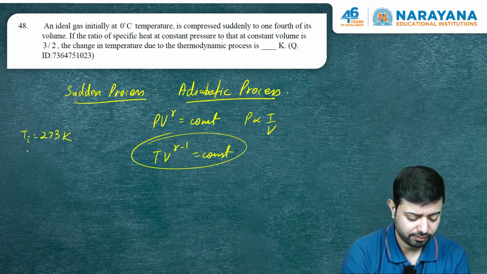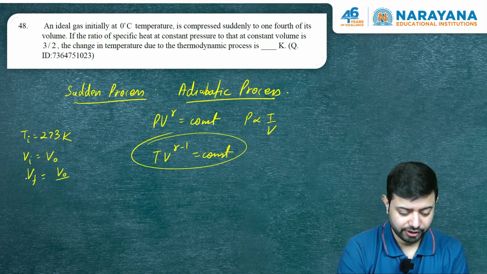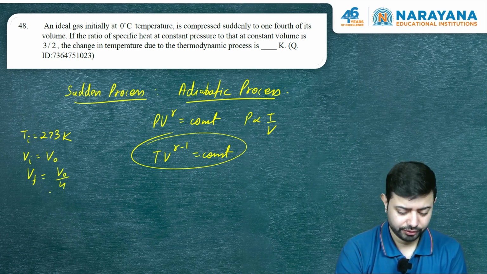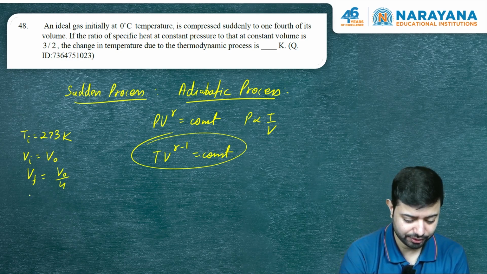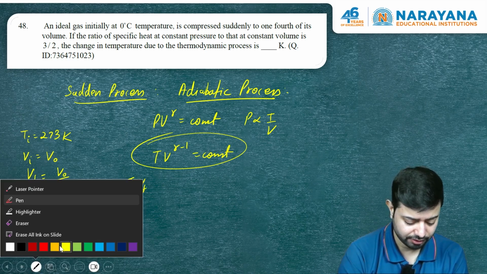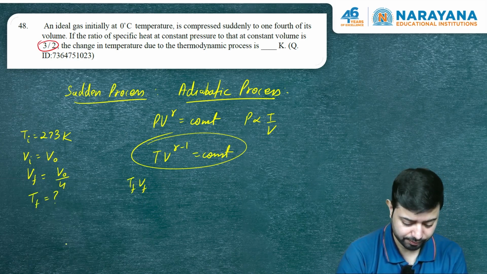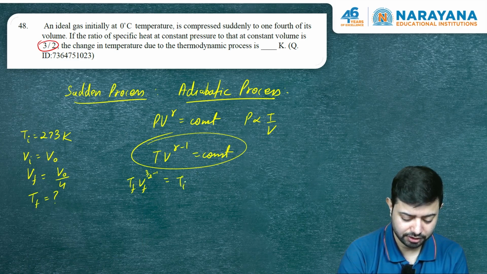And what is the volume initial? Let us say V naught. Volume final becomes V naught by 4. Now they are asking about the final temperature. Simply use this formula, right? T final V final to the power gamma. Gamma is given Cp upon Cv, right? What is that given? 3 by 2. Use this one. So T final V final to the power 3 by 2 minus 1 is T initial V initial to the power 3 by 2 minus 1.